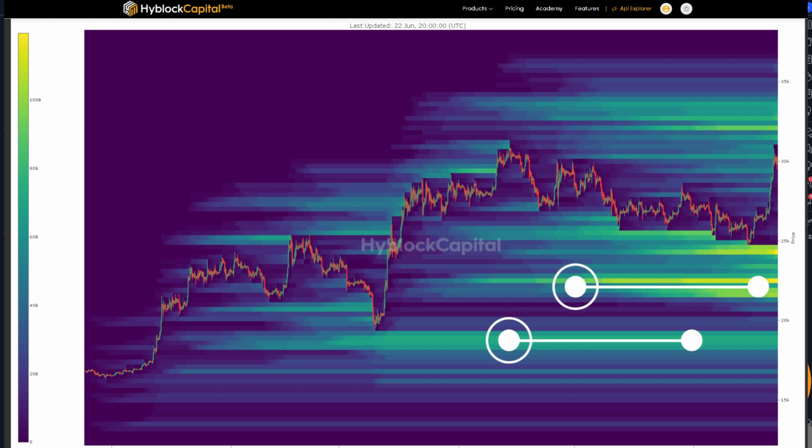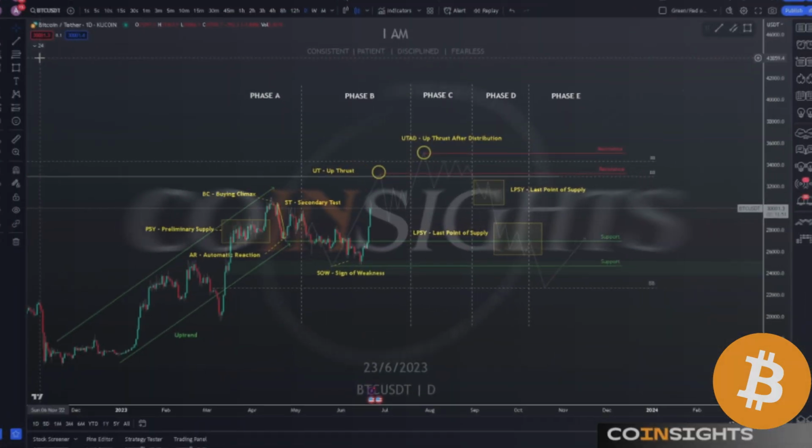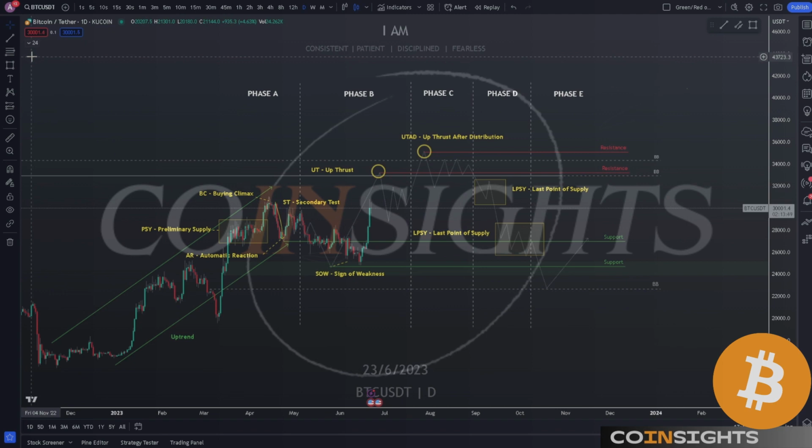We have a couple more areas of liquidity down here, which I believe we will end up hitting. And I'll explain that to you guys once we get to our Wyckoff distribution theory. But for now, just note that we do have areas of liquidity up in this 33k area. And I'll also explain to you guys why that is significant once we get to our charts. So let's get to Wyckoff distribution.